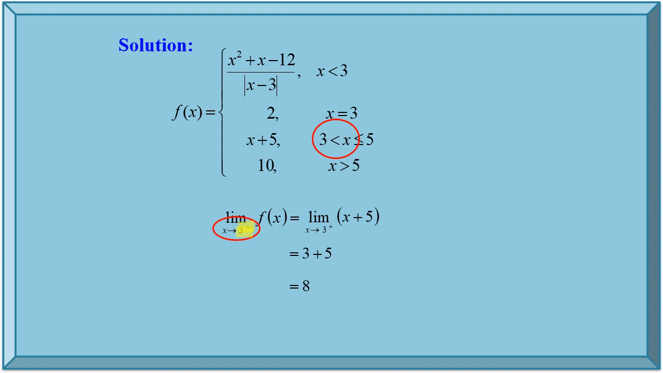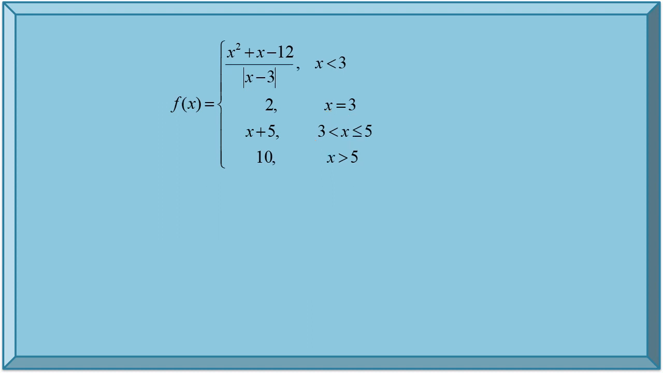Okay, so the next question: limit of f(x) as x approaches 5 from the left side. From the left side, which domain? It should be the third domain, right? The third domain means that we use the function x plus 5. So substitute 5 into that function. We get 5 plus 5 equal to 10.